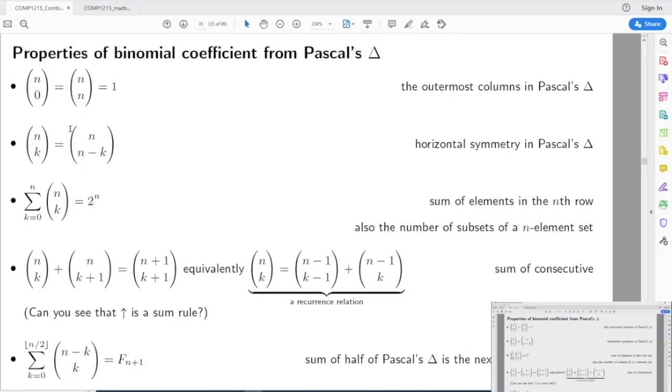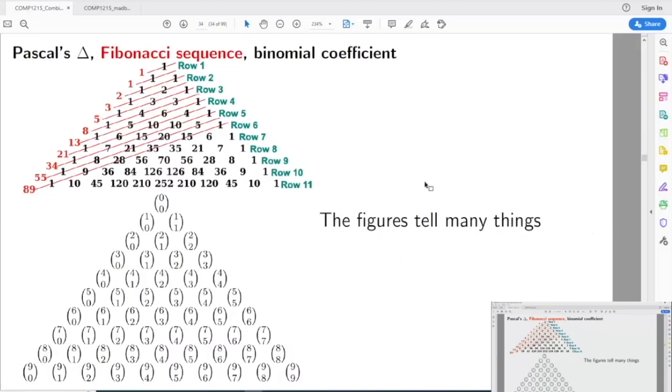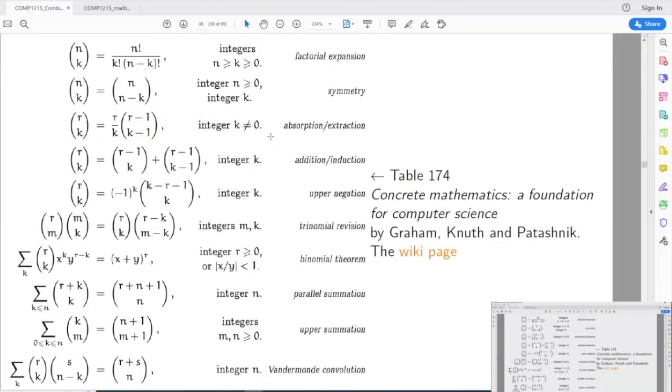But actually, in this case, I would say this picture tells a lot of things. So this picture proves everything. You don't even need to write it. But in some cases, this kind of thing is not trivial. For example, this one is called Vandermonde convolution. How do I prove this?